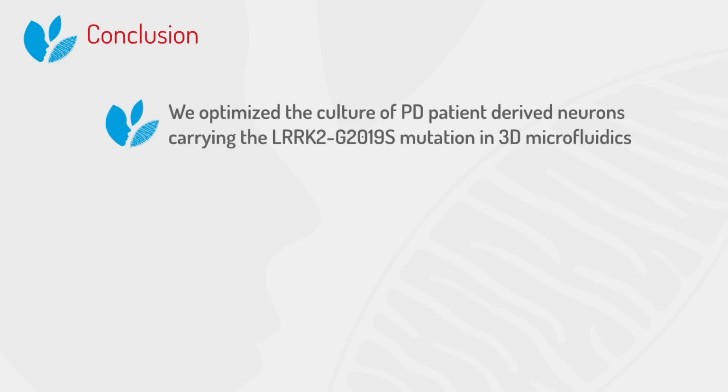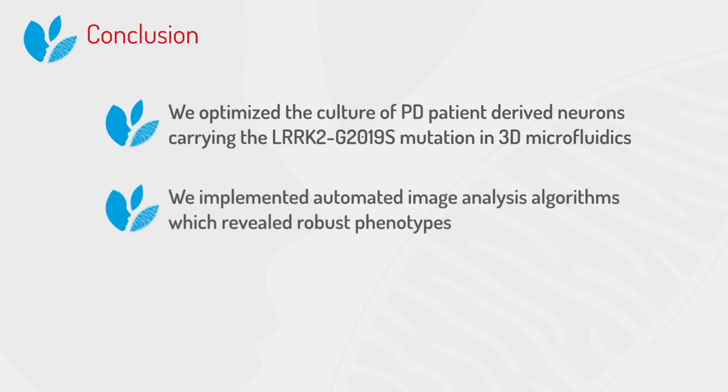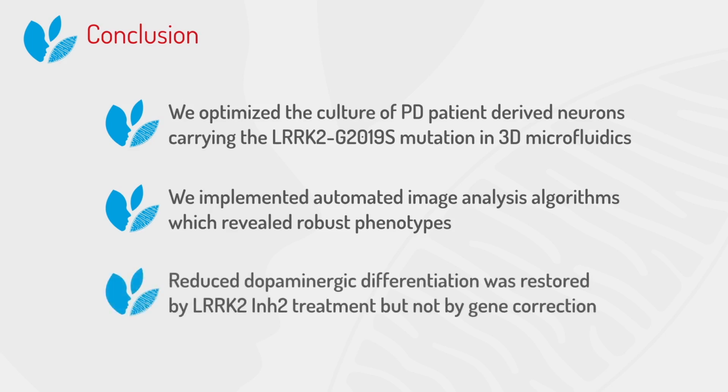In conclusion, in this part of the project, we optimized a culture of patient-derived neurons carrying the LRRK2 G2019S mutation in 3D microfluidics. We implemented an automated image analysis algorithm which revealed robust phenotypes, and we also restored the reduced dopaminergic differentiation as a proof of concept with the treatment with inhibitor 2. And this restoration of the reduced dopaminergic neurons was something that we observed only after the treatment with the drug, but not with the gene correction.